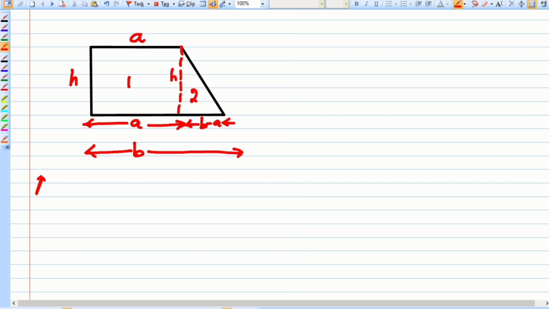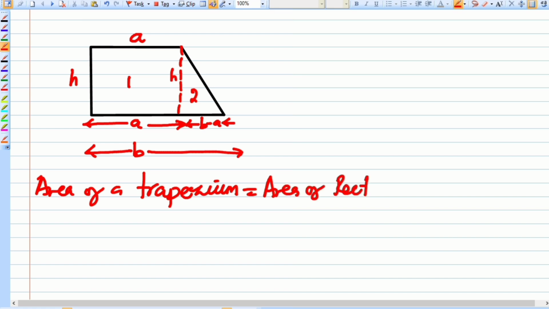So we're going to have that the area of a trapezium is equal to the area of the rectangle plus the area of the triangle. So this will give us the sum area of the trapezium. So let's derive the formula.